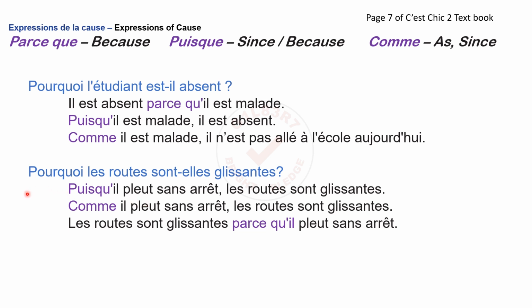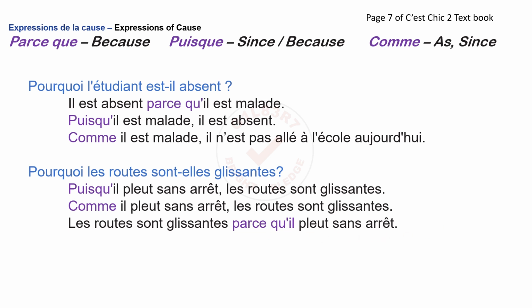Or I can say, comme il pleut sans s'arrêter, les routes sont glissantes, meaning as it's raining non-stop, the roads are slippery. And finally, les routes sont glissantes parce qu'il pleut sans arrêt. So here it says the roads are slippery because it's raining non-stop.